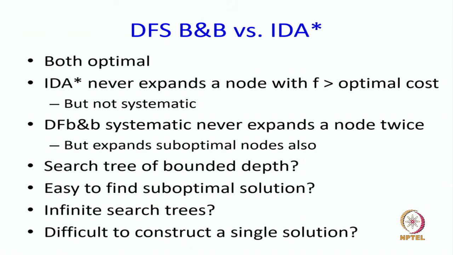If the search tree is bounded depth, branch and bound might do all right. If it is an infinite search tree, IDA star might do much better. If it is easy to find a suboptimal solution, branch and bound might do better. If it is difficult to construct a single solution, IDA star might do better.